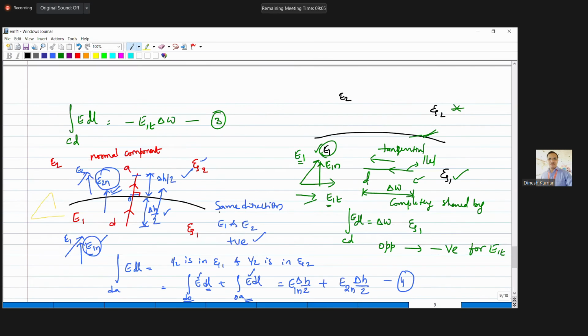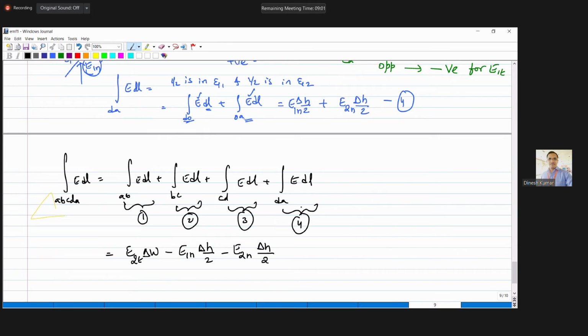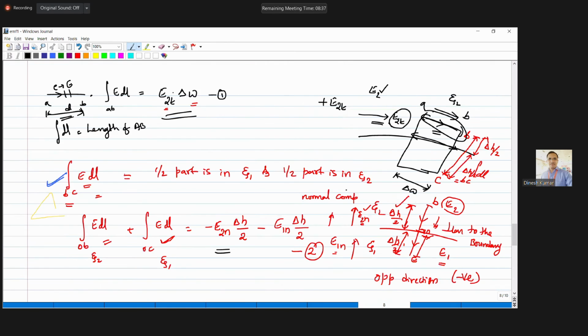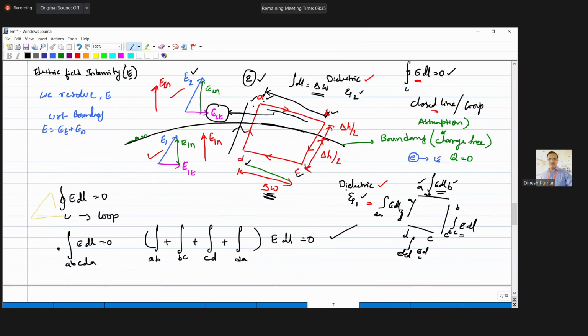What about the third equation? The third equation is minus E1t delta W. And finally, the fourth equation is E1n delta H by 2 plus E2n delta H by 2. So finally the value is equal to 0. That is the equation now. The value is equal to 0 only, since this is a closed loop.